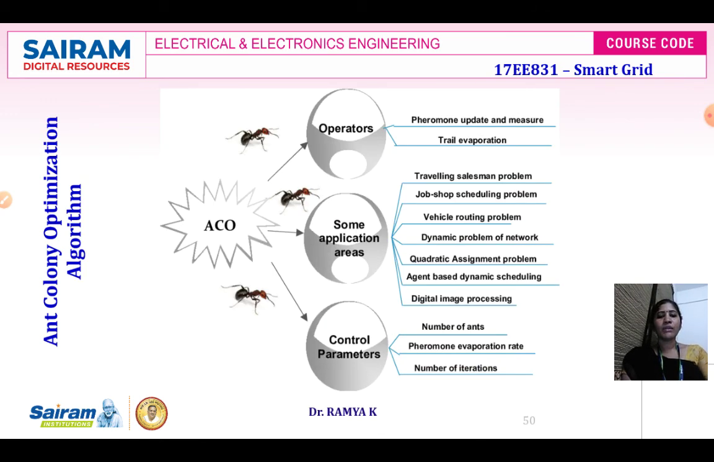This is a simple way of explaining the ant colony algorithm. These are some of the applications where you can implement it. It can be implemented for operators, application areas and control parameters. A very good example is the traveling salesman problem, which is operational research. Wherever an operational research problem is there, you can implement ant colony optimization. Even for power optimization in a smart grid power system, the dynamic problem of the network, quadratic assignment problem, agent-based dynamic scheduling, digital imaging, and job shop scheduling problem. For all these applications, we can implement the ant colony optimization algorithm.